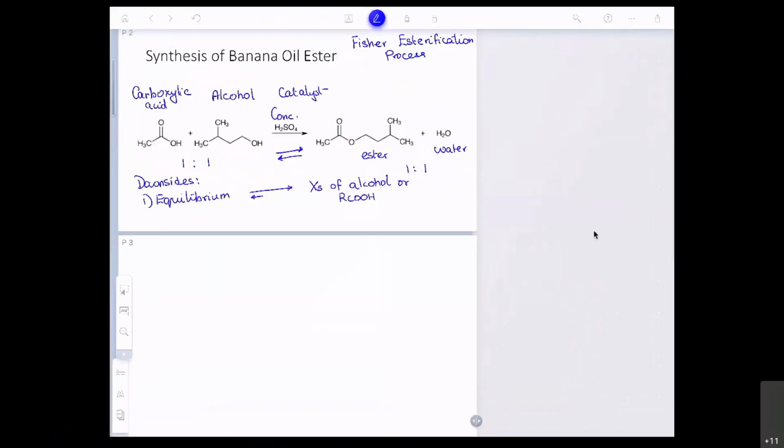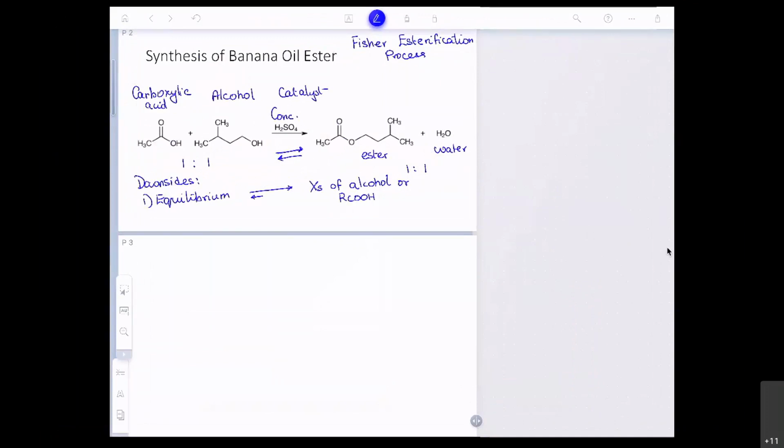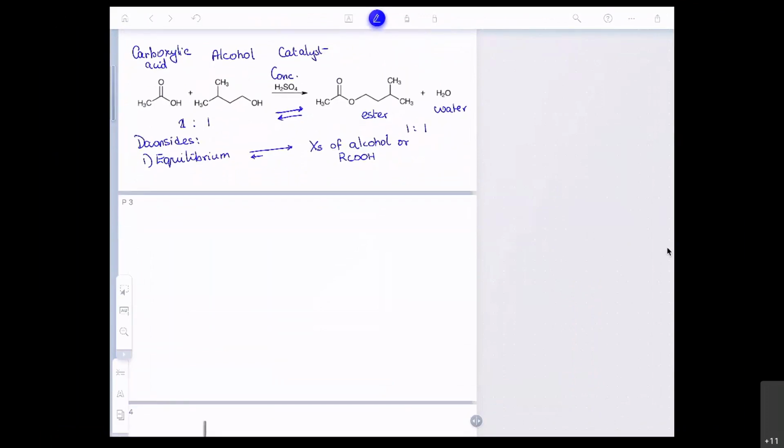So the question is, which one is going to be in excess, and is there an advantage to it? There is. You want to have the carboxylic acid in excess, so you want that to be the ratio twice the amount of the alcohol. The reason for that is the carboxylic acid can be easily removed.